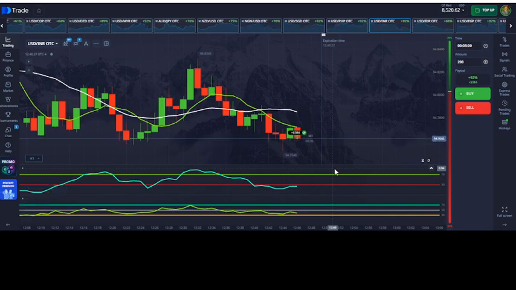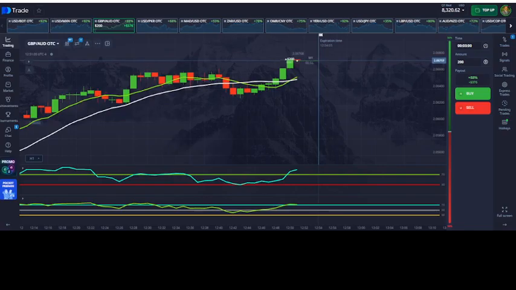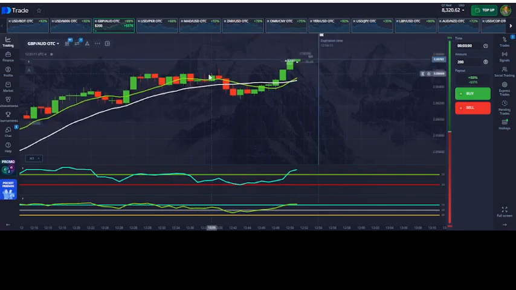Okay, so that trade was in the money. So let me pause the video and look for our next trade setup. Okay, so I just spotted a trade on the Great British Pound Aussie dollar here.